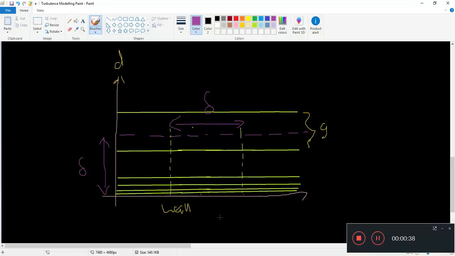But this is just explaining the rough outline of what the paper is talking about, and why they developed the DDES. So in the last video, we were talking about two kinds of grids, right?